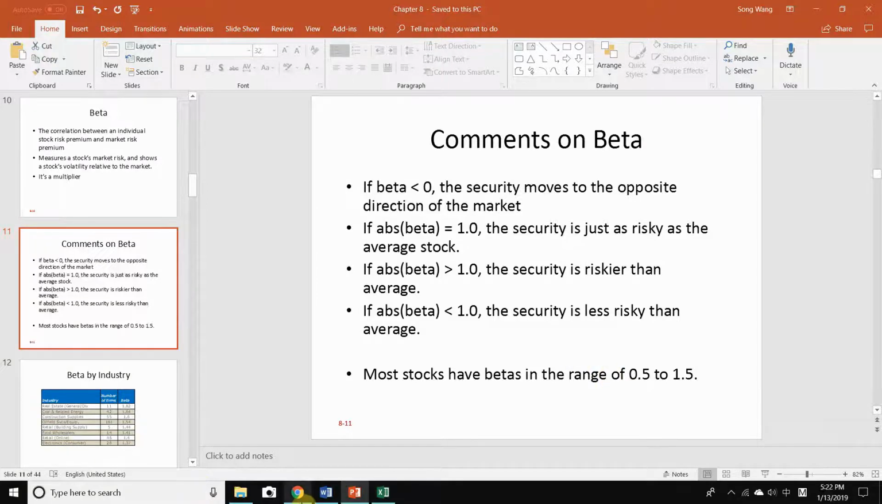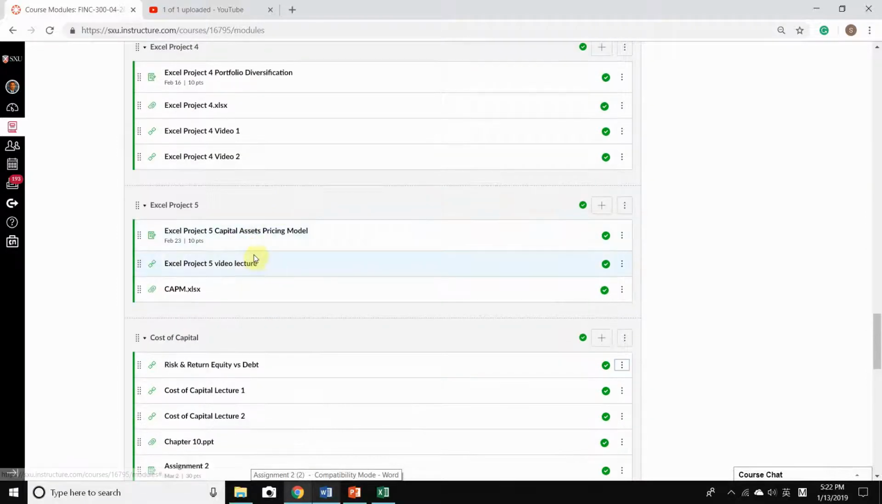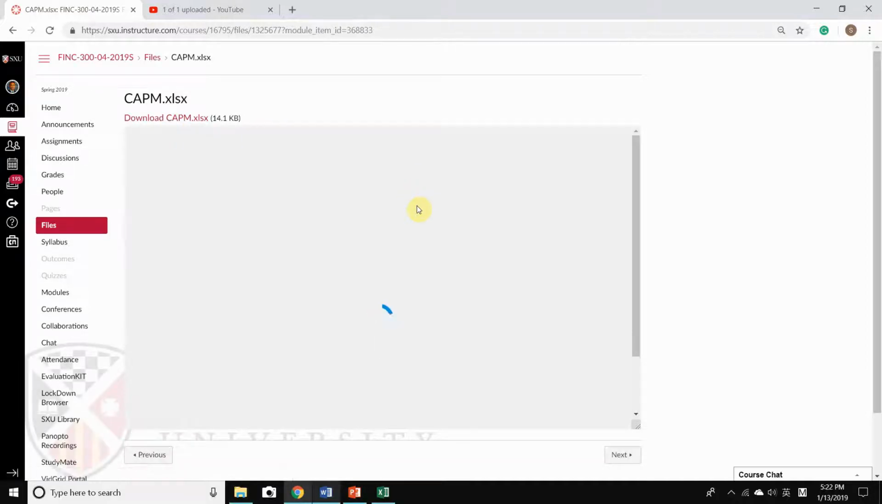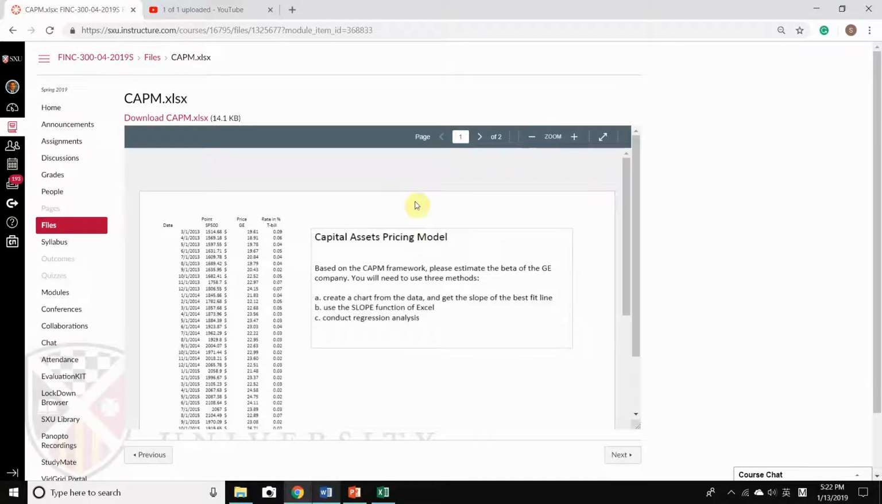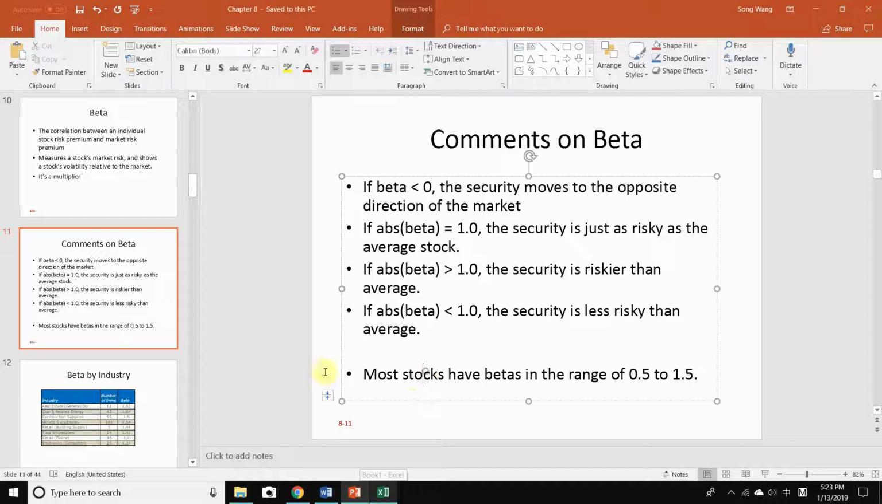In the Excel project, I think it's Excel Project 5, you are asked to estimate the beta for a stock called General Electric. You have the data from the market, you have the data from the stock, and then you have the data for the U.S. Treasury bill, which is your risk-free rate. Then you use the data to estimate the beta. Unfortunately, that beta for GE falls out of this range.